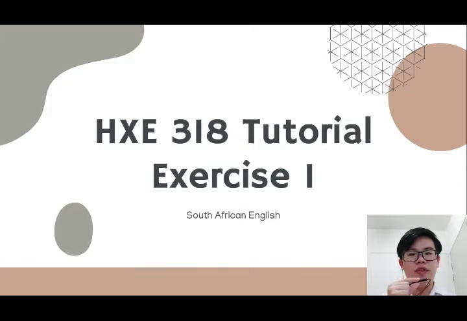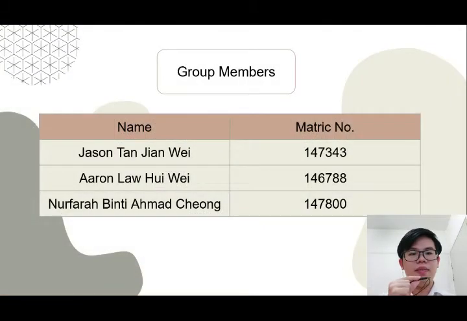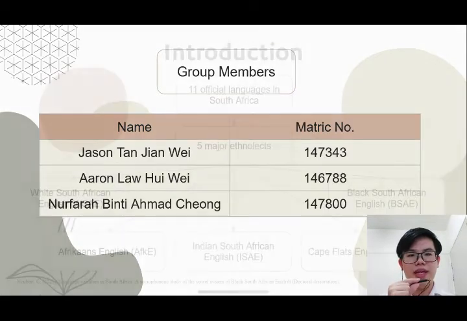We will be presenting on the features of linguistic variations found in South African English. The presenters are myself, Jason Tan Chin Wei, Aaron Law Hui Wei, and Gopara Binti Ahmad Xiong.